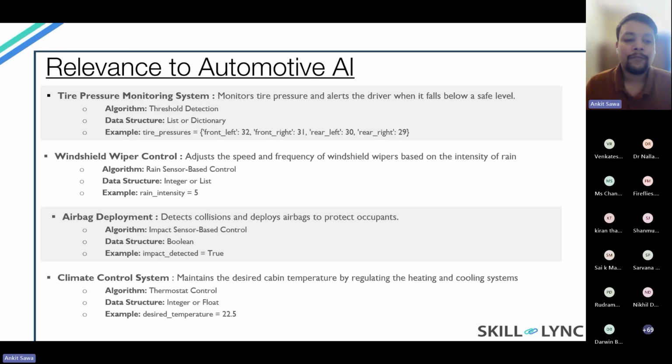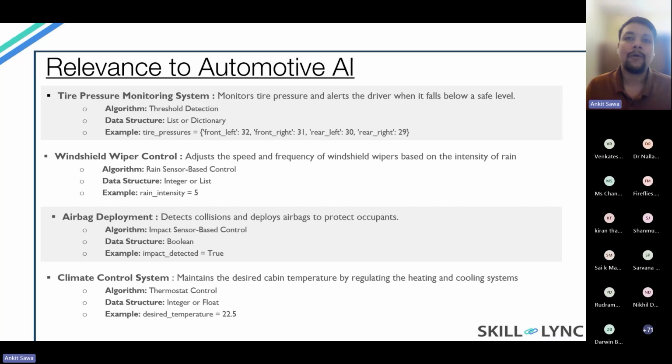One more feature that is coming up in cars today is the climate control system, which maintains the desired temperature in the cabin by regulating the heating and cooling systems in the car. Again, this uses thermostat control. You can set a desired temperature in the car itself, and according to the thermostat, it senses the temperature inside and controls the system.